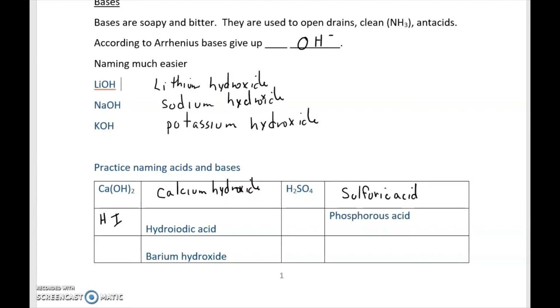Phosphorous acid here is going to be H3PO3. Phosphoric acid is PO4. So phosphorous acid is going to have one less oxygen. Barium hydroxide is going to be the symbol for barium followed by hydroxy. Barium, we know, has a positive 2 charge because it's in the second column of the periodic table. So we're going to have 2 hydroxys. So our charges have to balance.